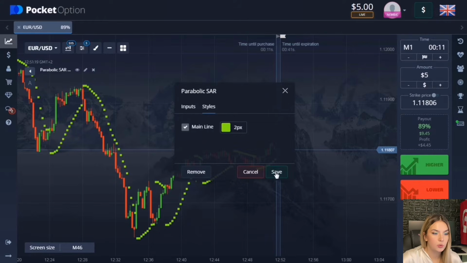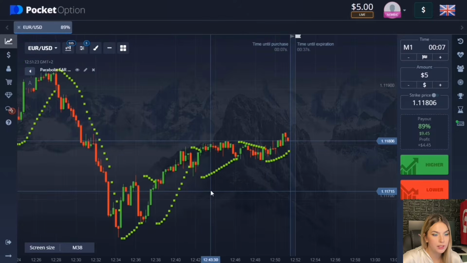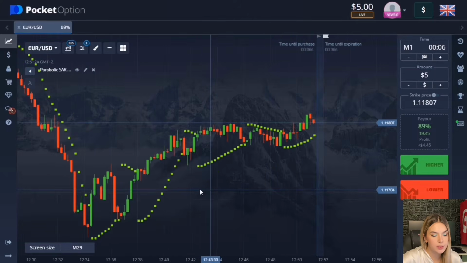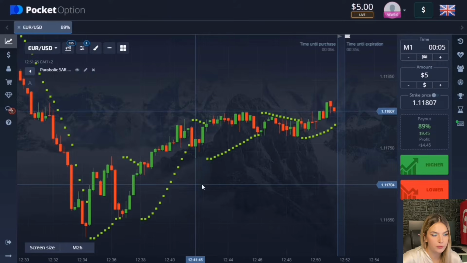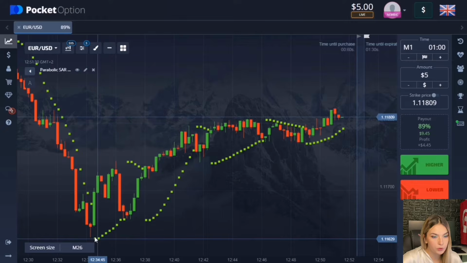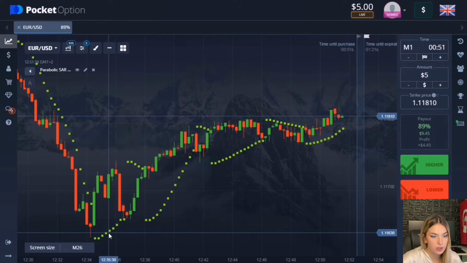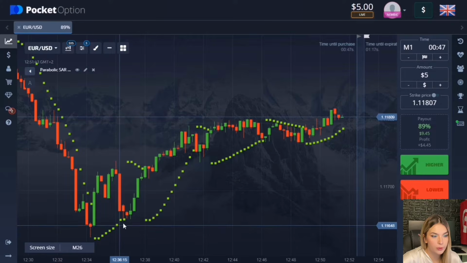How this indicator works and what is the signal for opening a deal is the moment when, for example, these points begin to appear from the bottom of our chart. At this moment, we can open a deal to increase. Also, the more confident the trend, the points begin to appear with a greater distance from each other. In the same way, the indicator works in the opposite direction. When the dots begin to appear at the top of our chart, at this moment we can open down trades.